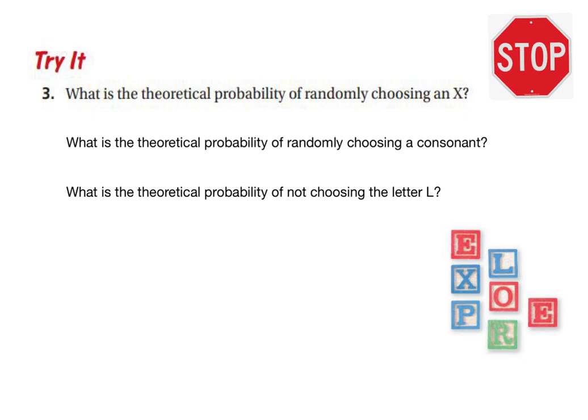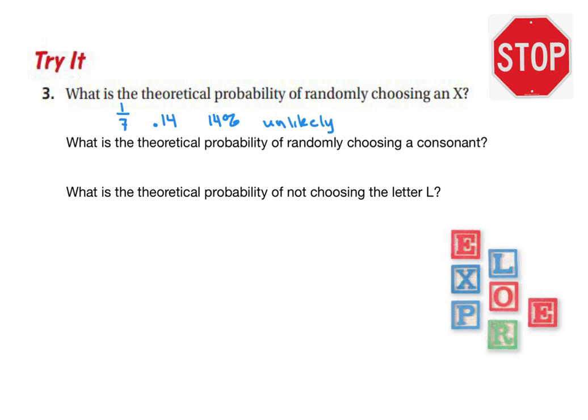So theoretical probability of choosing an X. We only have one X, and so we would say that that is desirable outcomes of 1, total possible outcomes of 7. So 1 divided by 7 is going to be 0.14, 14%, unlikely.